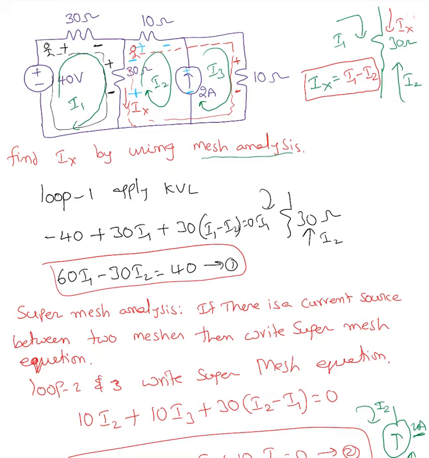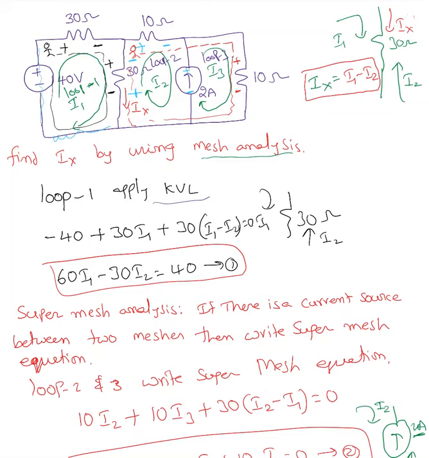So loop 1 here, loop 2 and loop 3, three loops. So loop 1, do we need to apply KVL? To check that, check is there any current source in the outer branch of that loop. So the outer branch, here is my outer branch. Is there any current source?